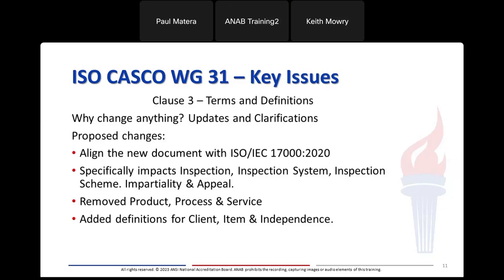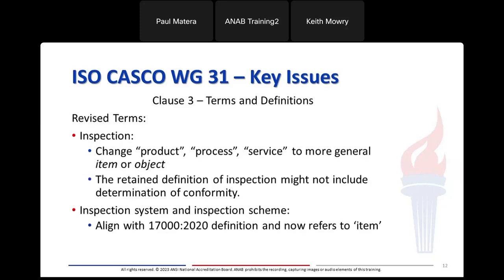Inspection system and inspection scheme now align more closely with ISO 17000 and now refer to item, as in item inspected. Specifically, the new text: the set of rules and procedures that describes the items inspected or object of inspection, identifies the specified requirements, and provides the methodology for performing the inspection. Then there are some notes to entry that try to help shore that up.